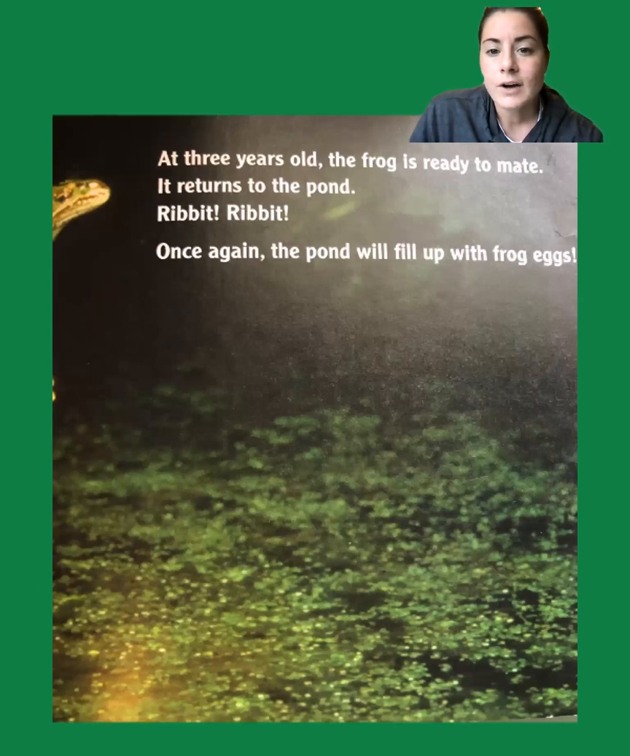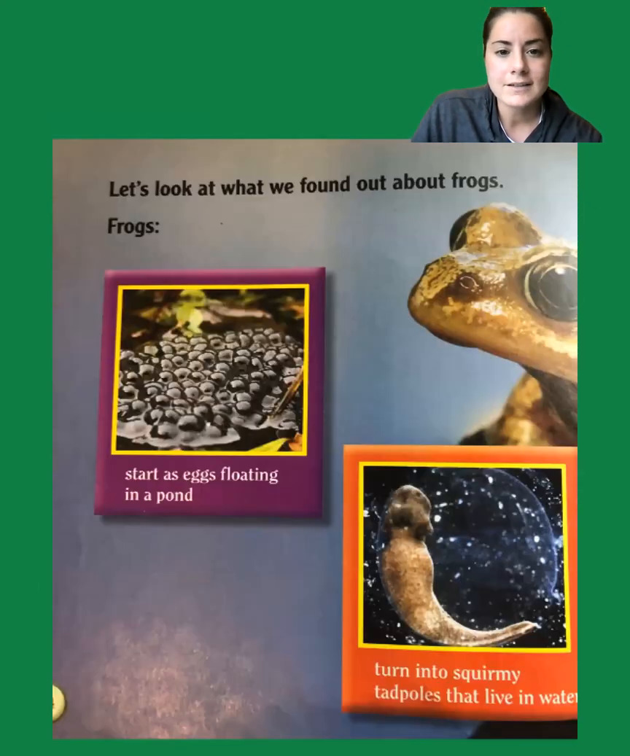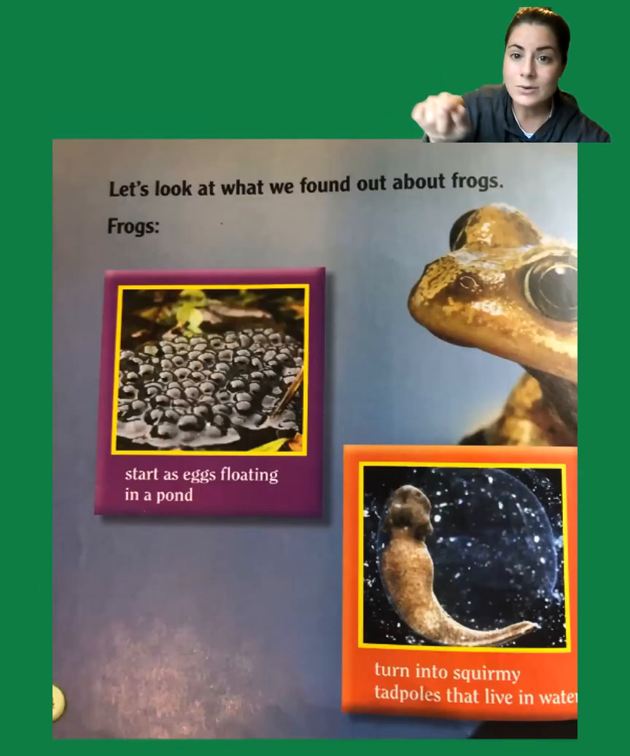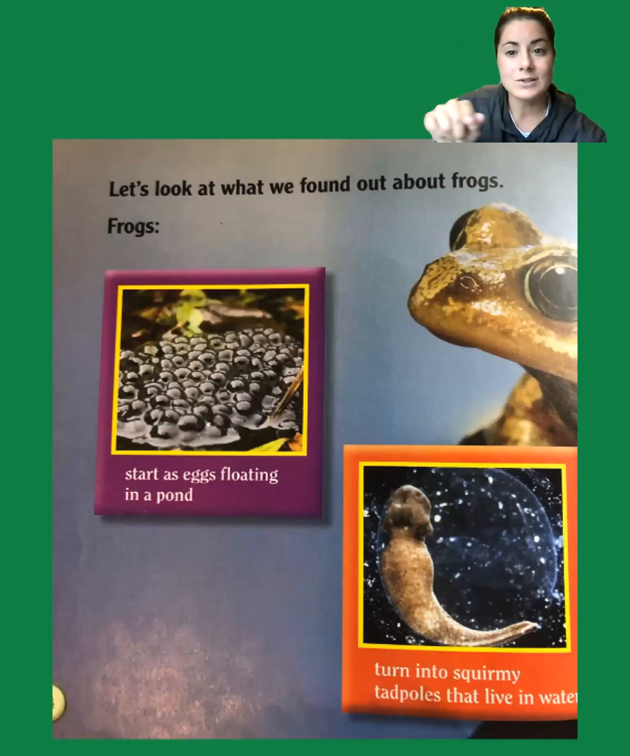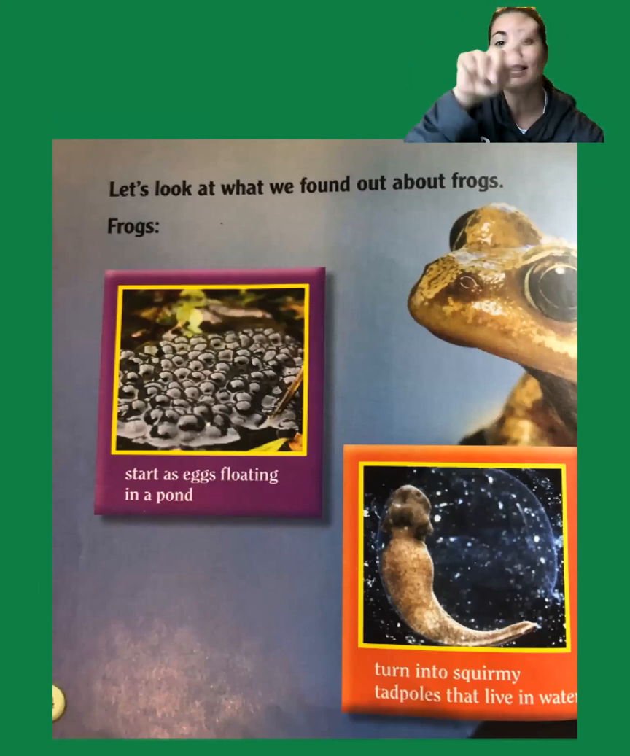At 3 years old, the frog is ready to be an adult. It returns to the pond. Ribbit, ribbit. Once again, the pond will fill up with frog eggs. And the cycle continues. Remember we said it before, it kind of goes in a circle here, the life cycle of a butterfly, a life cycle of a frog.